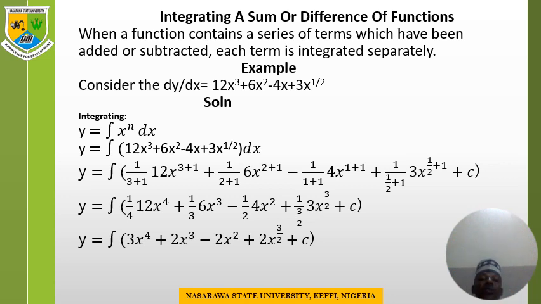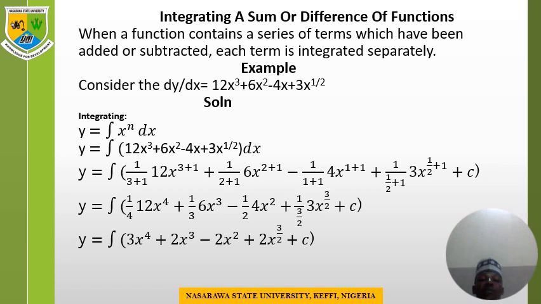By integration, you have to integrate x raised to power n dx. Y is equal to the integral of open bracket 12x raised to power 3 plus 6x raised to power 2 minus 4x plus 3x raised to power 1 over 2 closing bracket dx. It means that dx is affecting everything in the bracket, and integration also affects everything in the bracket. You have to separate them one after the other.